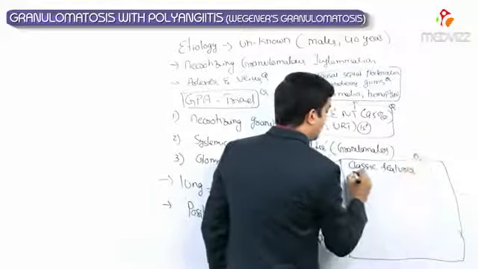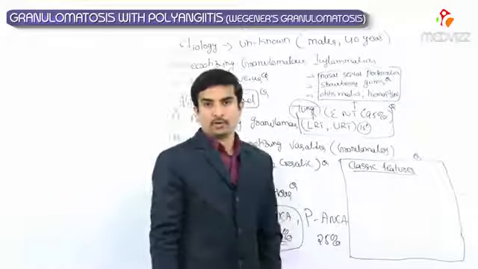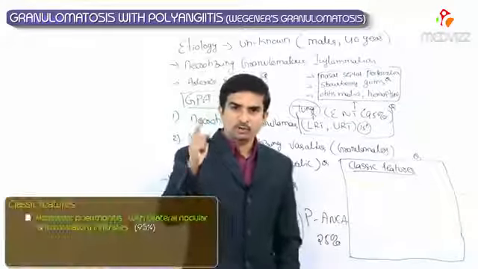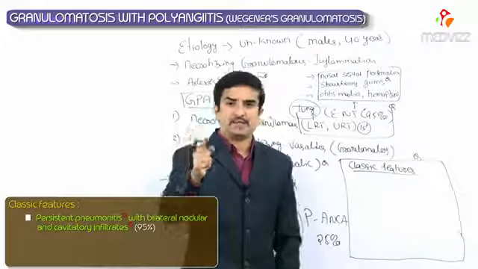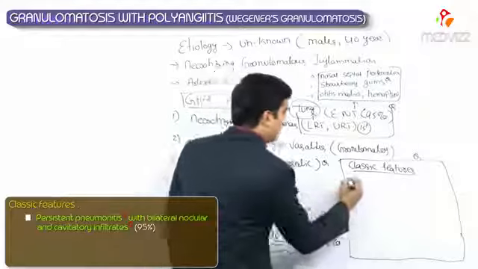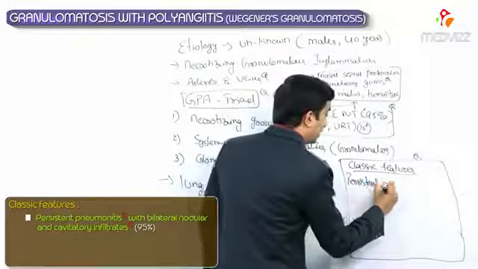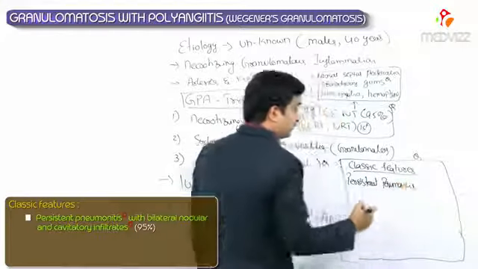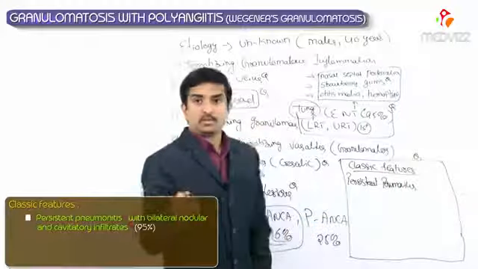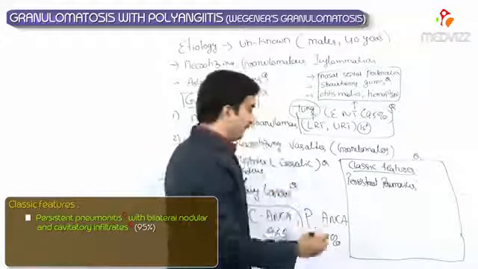MCQ question, very important topic. Classic features of Wegener's granulomatosis. Persistent pneumonitis with bilateral nodular and cavitary infiltrates. Persistent pneumonitis, is that bilateral or unilateral? It is bilateral. Bilateral nodular and cavitary infiltrates.